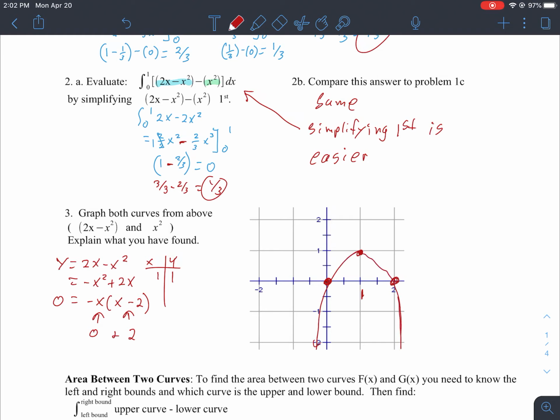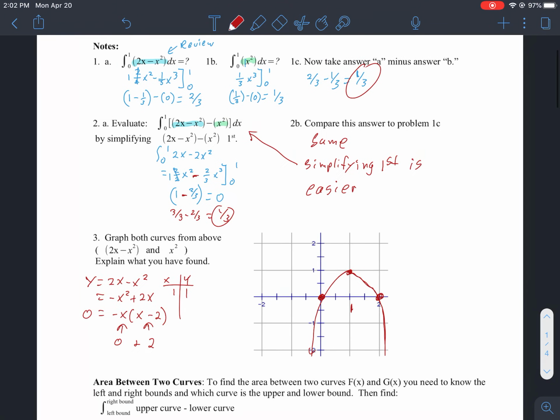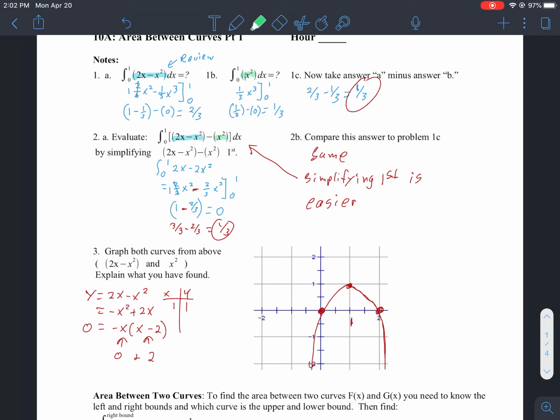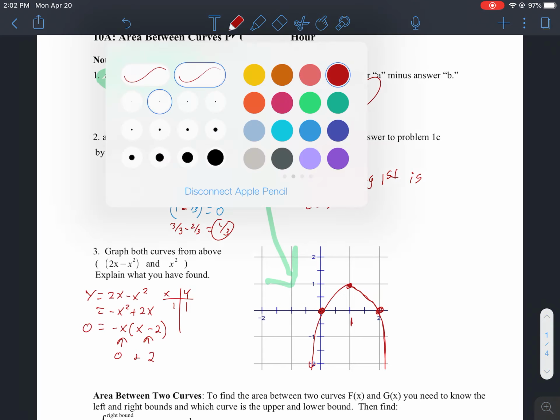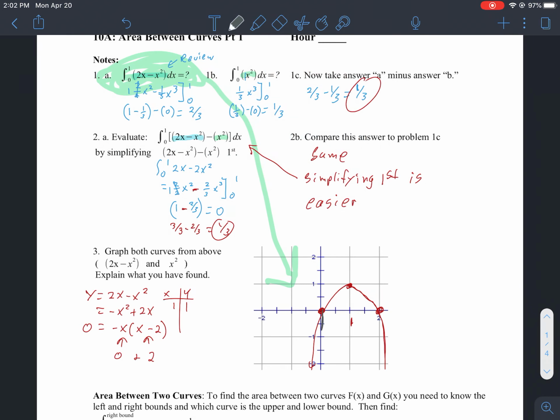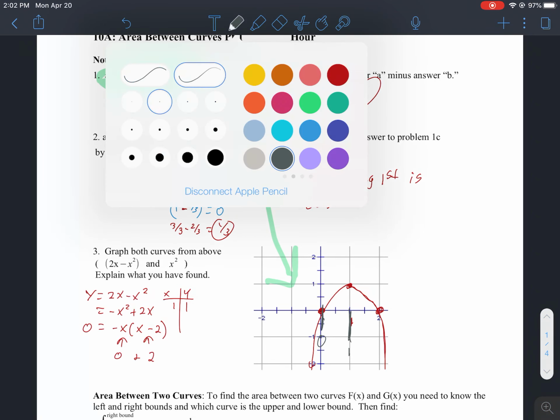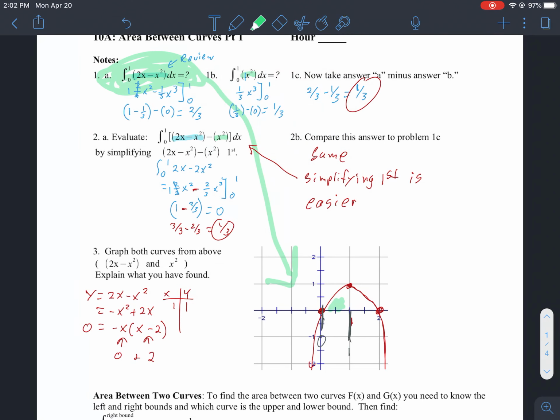Now, the first integral I did way up above. So this integral up here, 2x minus x squared, is down here now. So 2x minus x squared from 0 to 1. So my bounds are from 0 to 1. So I would have found this area here.